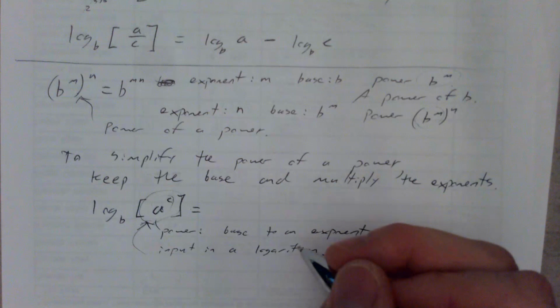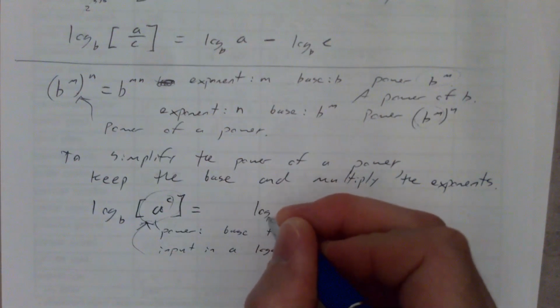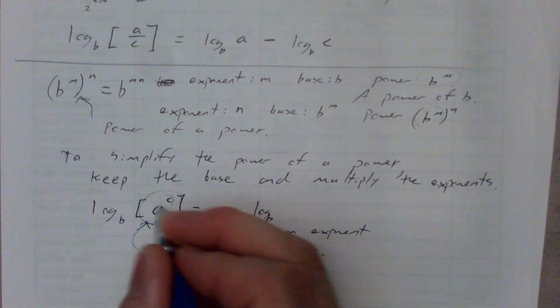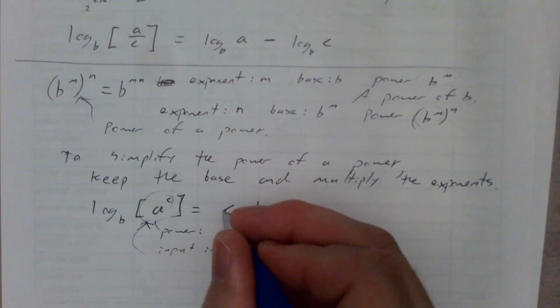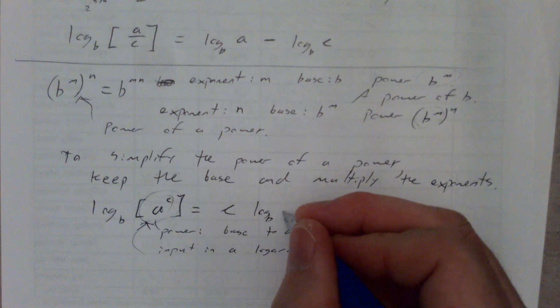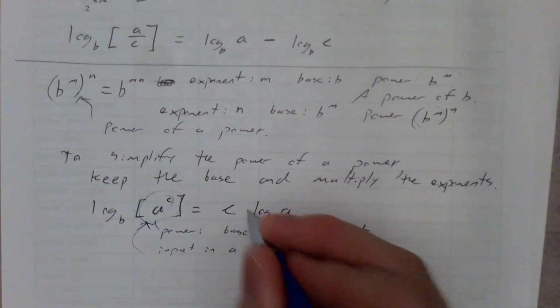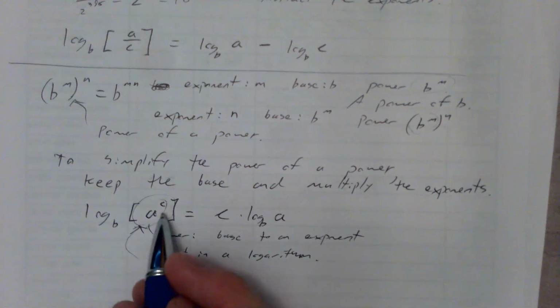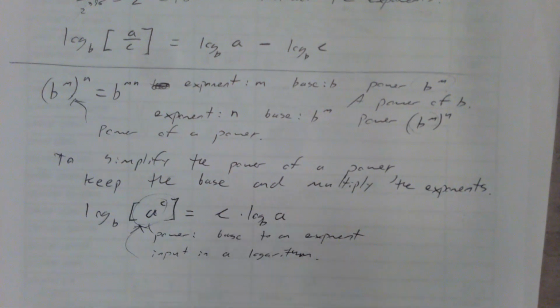What I'm going to do is keep my base, log base b, and multiply the 2 exponents that I see here. The 2 exponents that I see, one of them is c, and the other exponent that I'll find is log base b of a. Now, this does not mean you can magically move exponents into coefficients like this.